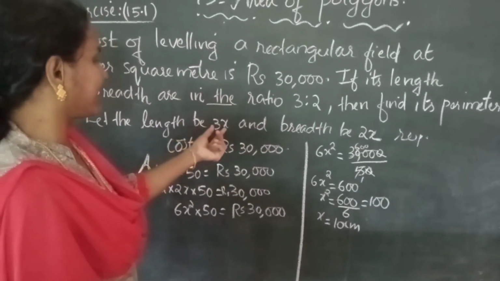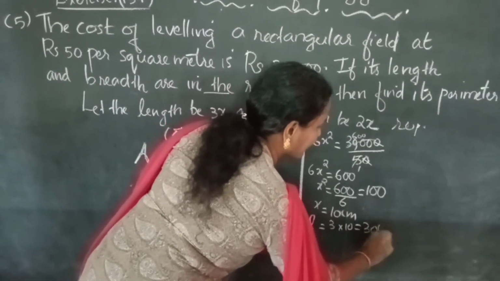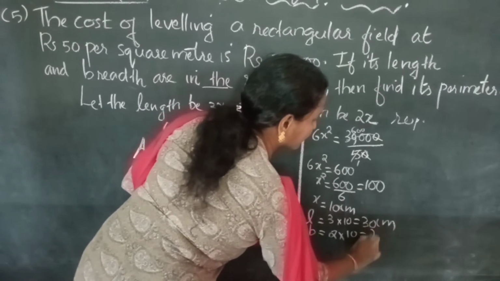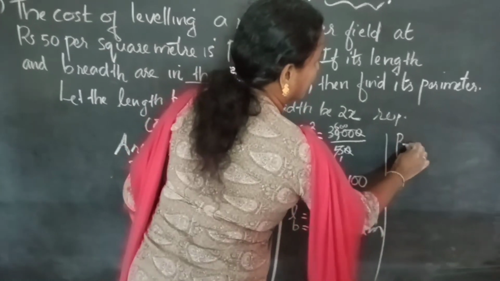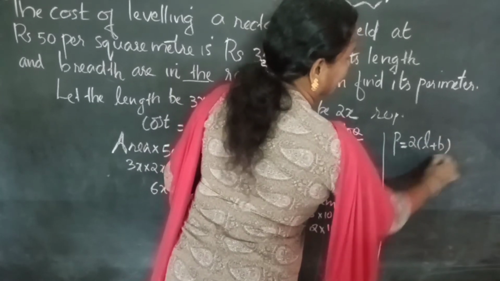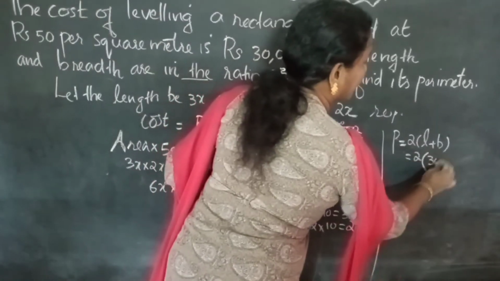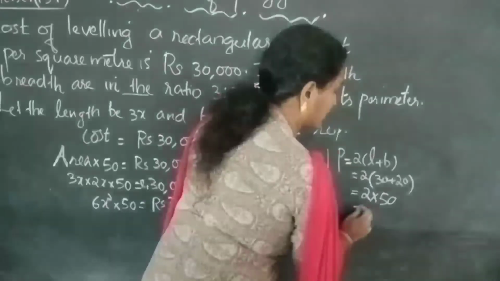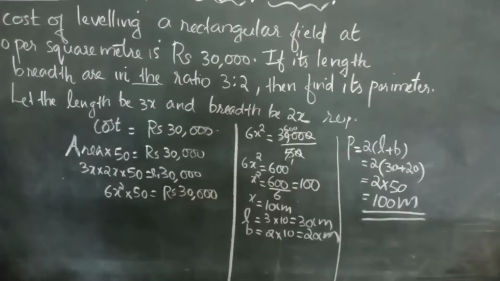Then length 3x. So length is equal to 3 into 10 is equal to 30. Breadth is equal to 2x, so 2 into 10 is equal to 20. Then find its perimeter. Perimeter is equal to 2 into length plus breadth, is equal to 2 into 30 plus 20, is equal to 2 into 50 is equal to 100 meter. So the perimeter is 100 meter.